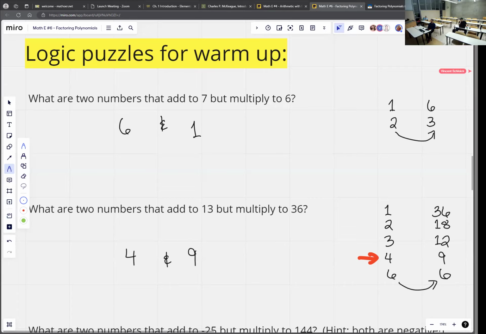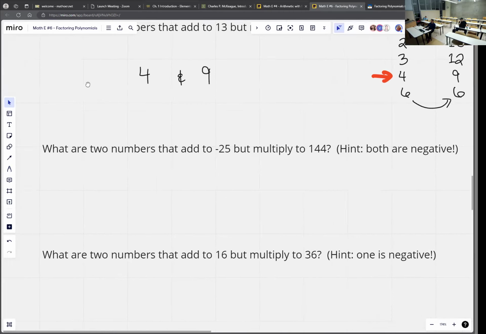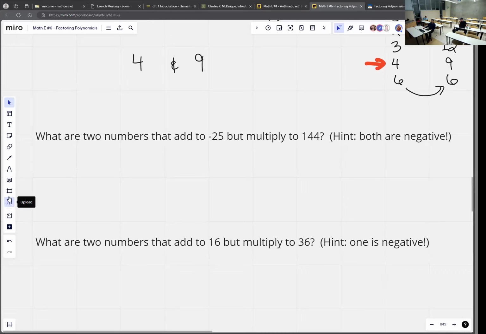Everyone happy so far? I am going to try and make it tricky by tossing in a negative. So what are now two numbers that add to negative 25, but multiply to 144?